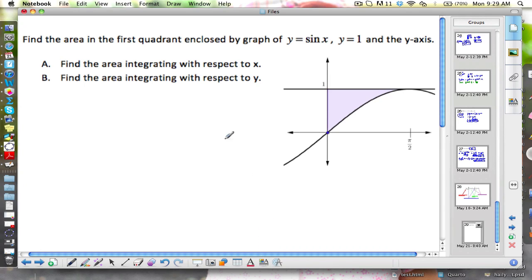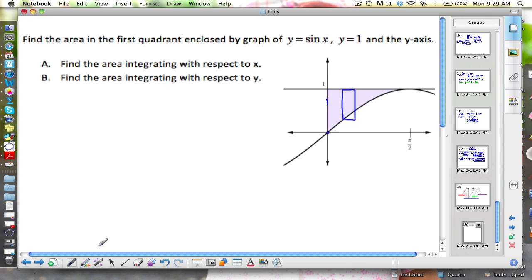Hey, in this video we're finding the area in the first quadrant that's bounded and enclosed by the graph of y equals sine x, y equals 1, and the y-axis. So this purple shaded region right in here. We're first going to do it by integrating with respect to x, which means our rectangles will be going in this direction and our width will be parallel to the x-axis.